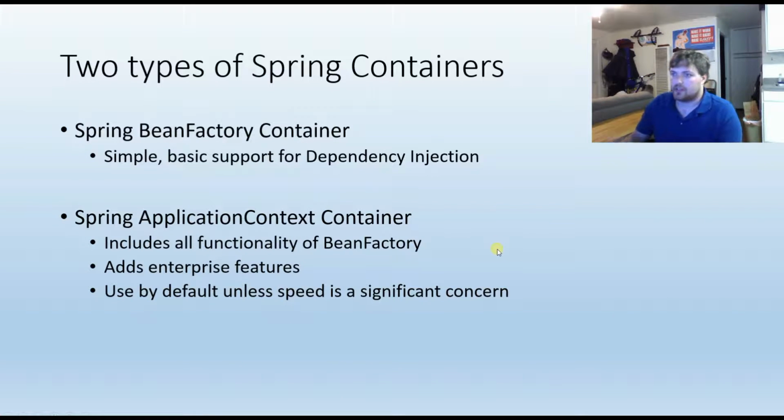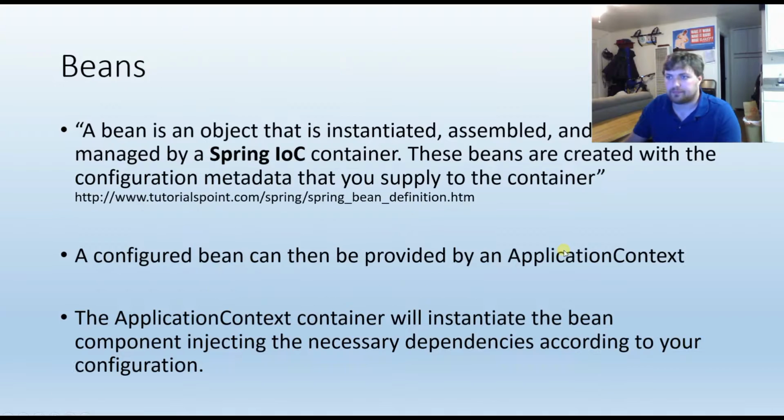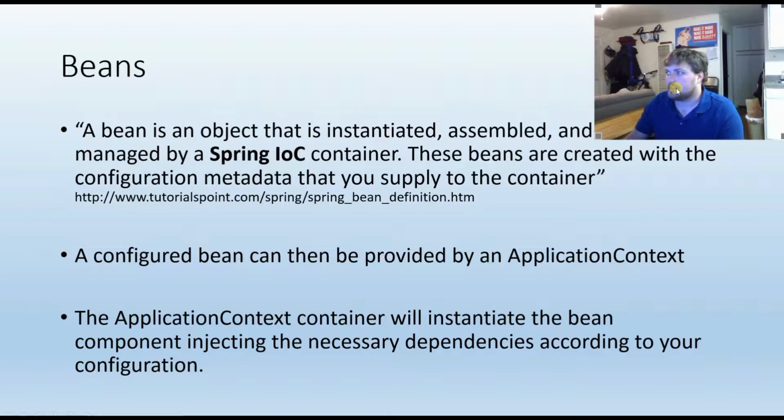Let's go over this briefly. It's not very important, but there are two types of Spring containers. There's the Spring Bean Factory container, which is very simple, basic dependency injection. And then there's the Spring Application Context container. This includes all the same functionality as the Bean Factory, and for today's purposes we'll be using the application context because unless you have any good reasons not to use it, why not? Some of the reasons might be speed, for the record. Bean Factory is a much more lightweight container, but it's not too bad in the application context either.